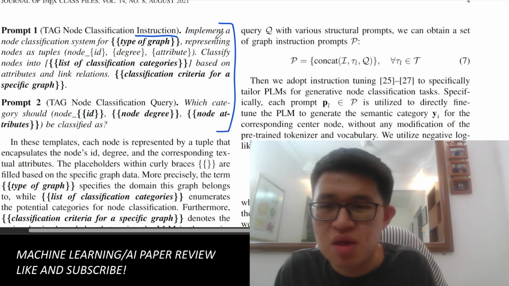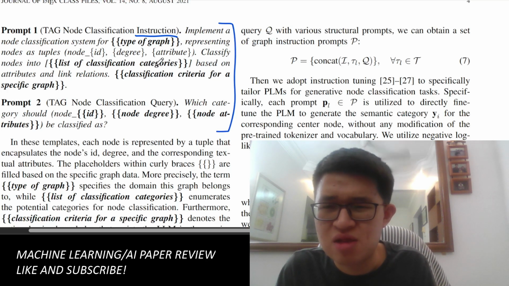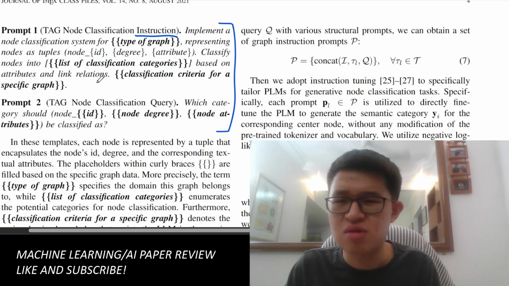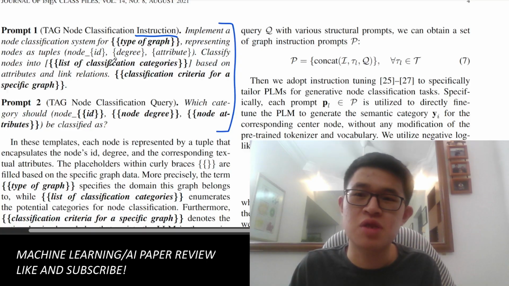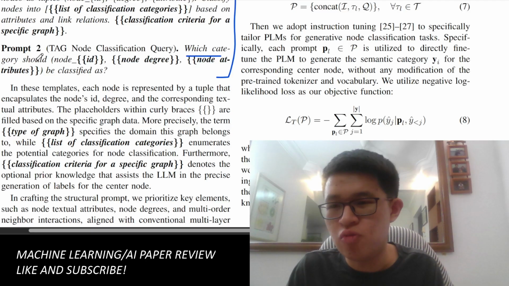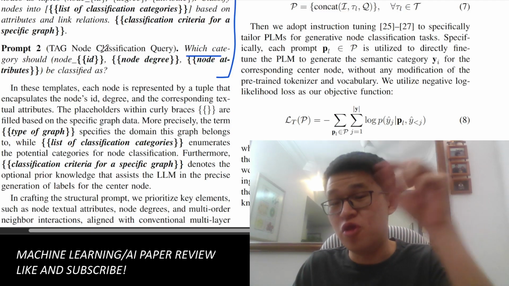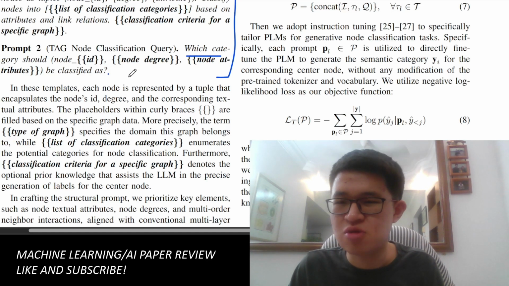So this one is the instruction. Basically, it says implementing a node classification system for a type of graph representing the nodes as this, and this. Classify nodes into list of classification categories based on attributes and link relations. Classification criteria for a specific graph. And that's the instruction that you're going to give to, let's say, a Llama 3 model. And after that, the second prompt, node classification query, asking the model what category should a node in the graph be classified as. So that's the question right there.